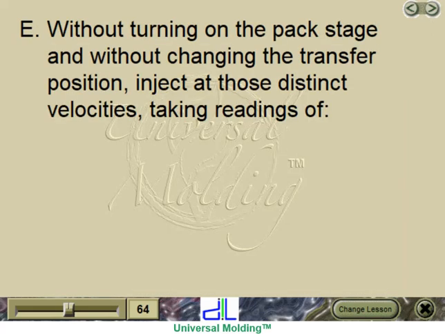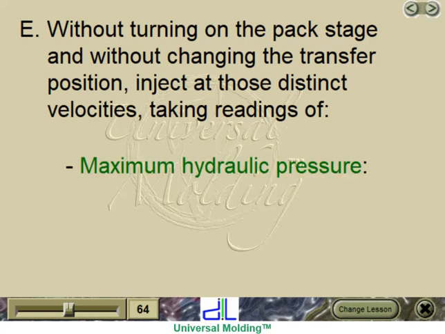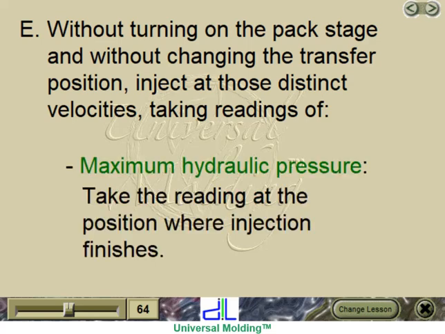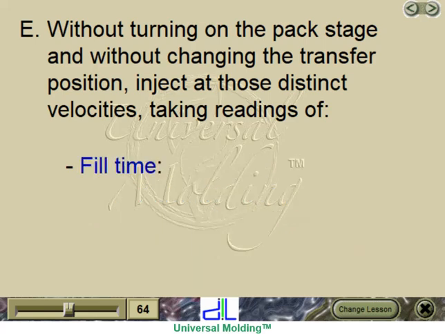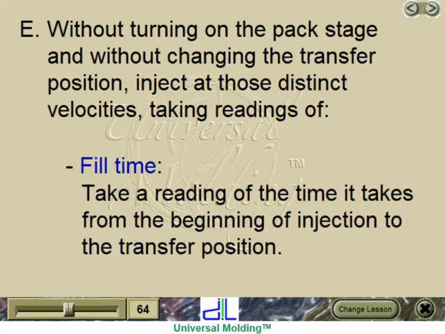E. Without turning on the pack stage and without changing the transfer position, inject at those distinct velocities, taking readings of maximum hydraulic pressure. Take the reading at the position where injection finishes. If the machine gives plastic pressure readings, then eliminate the hydraulic pressure spaces or leave them blank. Fill time. Take a reading of the time it takes from the beginning of injection to the transfer position.